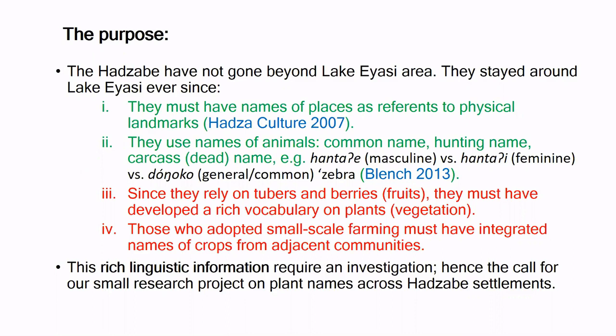can we establish the same pattern for tubers and berries and plants and crops, maybe, since the Hadza had been in that environment for so long, and plants are part of the subsistence kind of life and shelter. And if they adopt small scale farming and bring in names from adjacent communities, how are these names obtaining the gender and number marking? And can we say something about the unmarked masculine gender in this regard? And some of these questions helped us to formulate a small research project within the auspices of the University of Dar es Salaam Competitive Research Fund for this year, 2020.